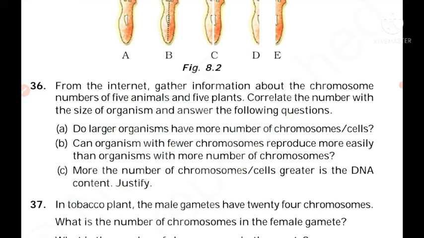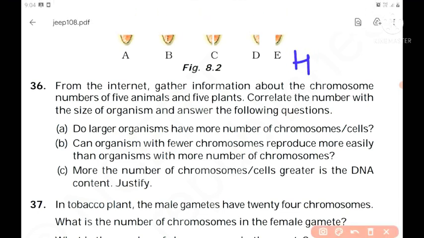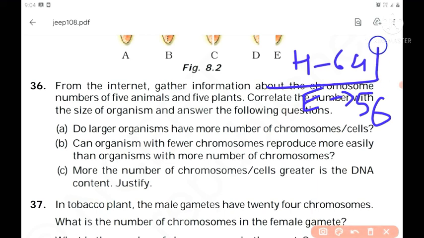And in whatever I wrote, horse had 64 and elephant had 56. So more chromosomes are present in horse. Is horse larger than elephant? Obviously no. So this is not correct, right? Larger organisms do not need to have more number of chromosomes or cells.